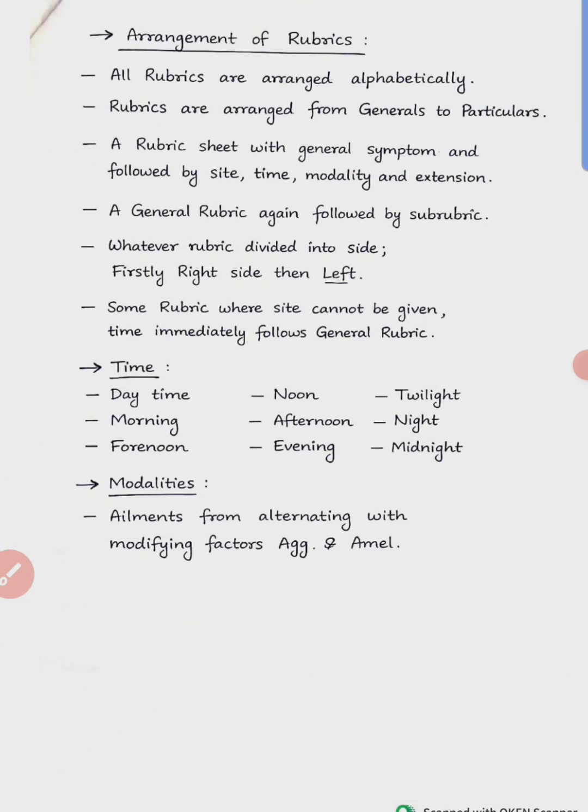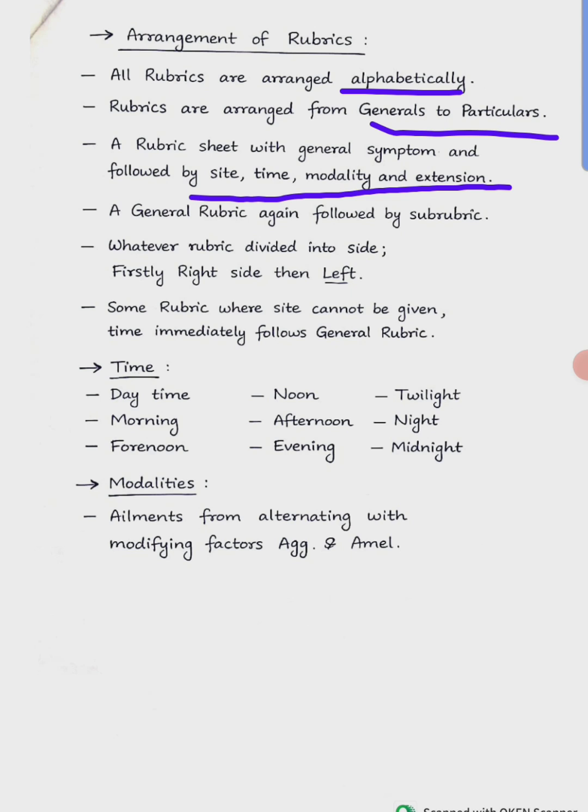Now the arrangement of the rubrics. All rubrics are arranged alphabetically. Rubrics are arranged from general to particular, as Kent's repertory is based on deductive logic. A rubric starts with the general symptom, followed by site, time, modality and extension. This is very important: site, time, modality and extension. Every rubric is arranged in this format. The general rubric is again followed by sub-rubrics.